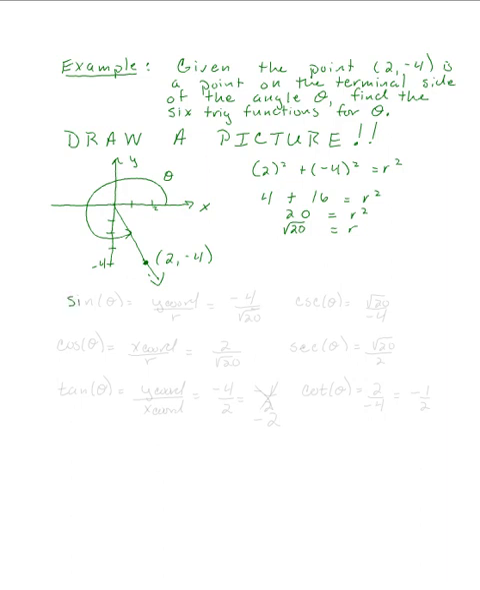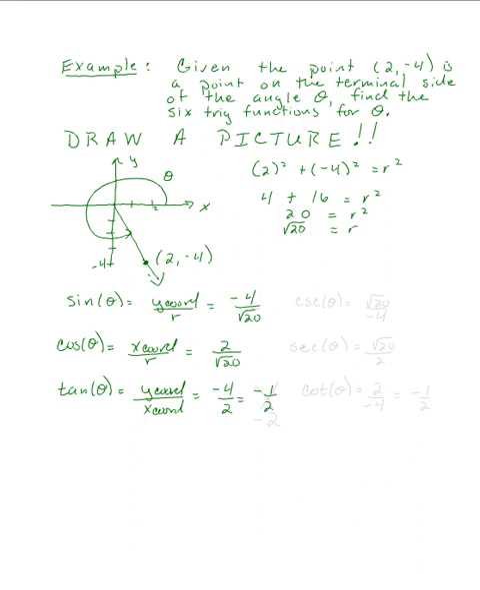It would be the sine of theta equals the y coordinate over r. So my y coordinate is -4 over the radius, which is square root of 20. Cosine of theta is equal to the x coordinate over r, which is 2 over square root of 20. Tangent of theta equals the y coordinate over the x coordinate, which would be -4 over 2, or -1/2.